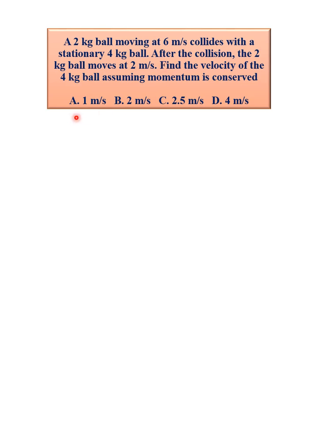This is a question and we have options to choose from. I'm going to sort out the parameters as I read the question. We are told that a 2 kg ball moving at 6 meters per second. That means there is a mass, the first mass, m1, 2 kg, moving at 6 meters per second, the initial speed. That object collides with a stationary 4 kg ball.